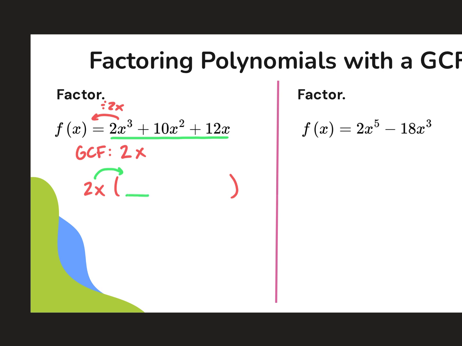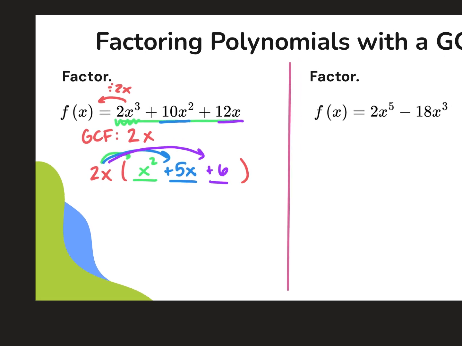2x times what would give you 2x cubed? The answer there is x squared. For that next term, 2x times what would give me 10x squared? 2 times 5 is 10, and x times x is x squared. Last round, thinking about what's missing, 2x times what would give me 12x. 2 times 6 is 12, and I already have the x, so I don't need to multiply it with another one.